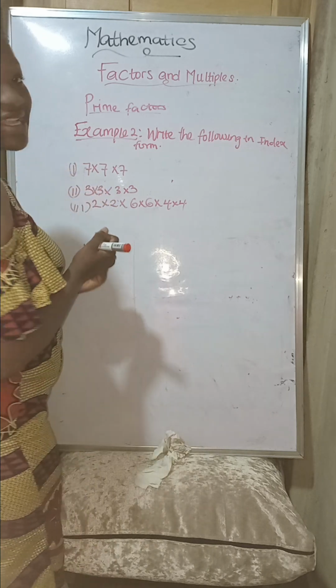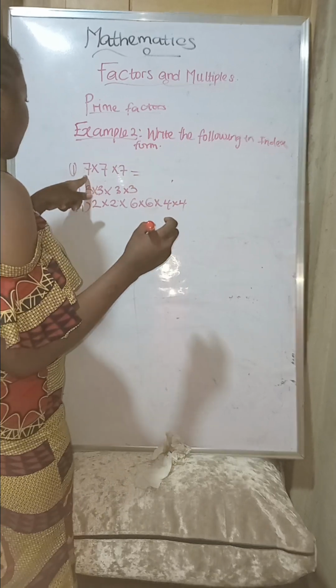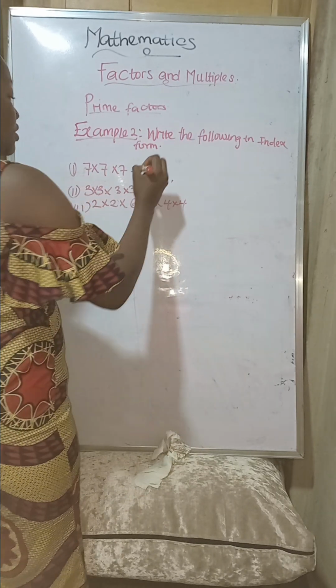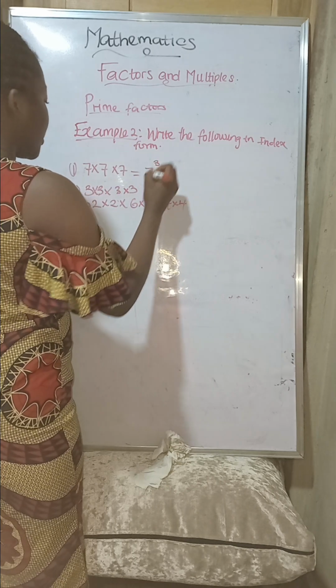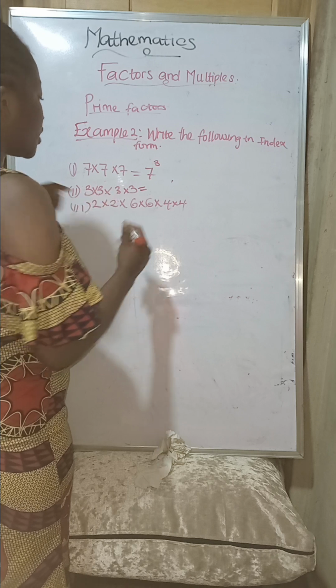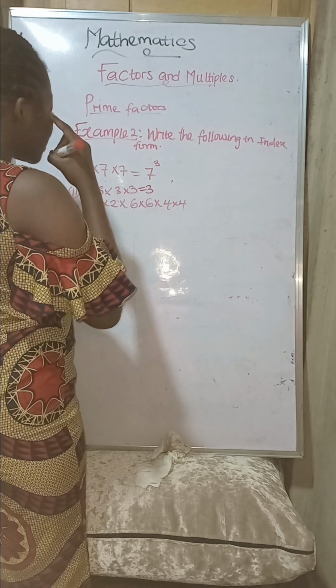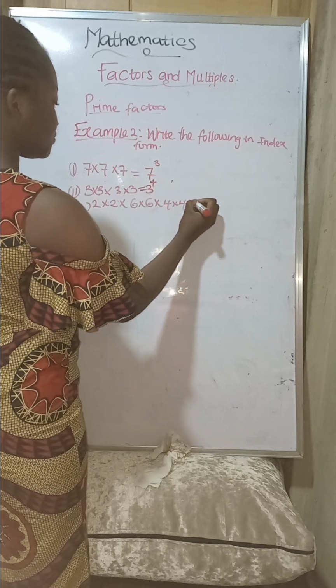So now we want to write the following in index form. I've told you, you pick the common number. So the common number is what? 7. How many sevens do we have? 1, 2, 3. That's 7 raised to power 3. You pick the common number here. 3 is the common number. You count how many threes? 1, 2, 3, 4. 3 raised to power 4.